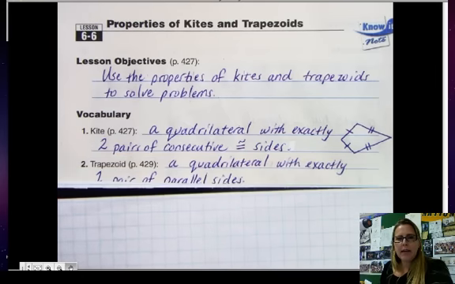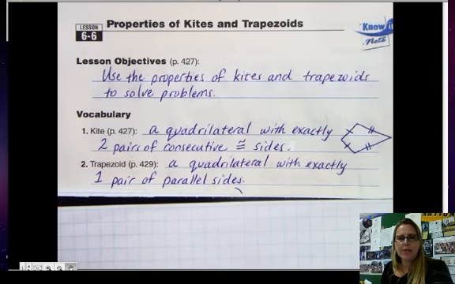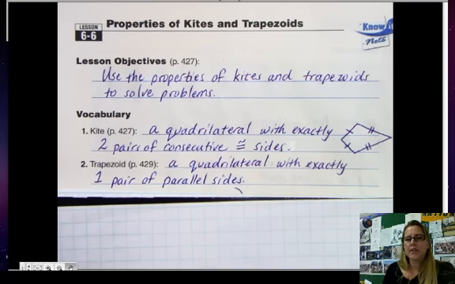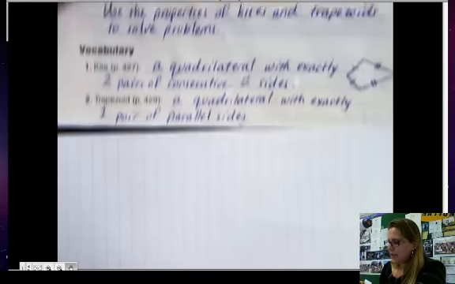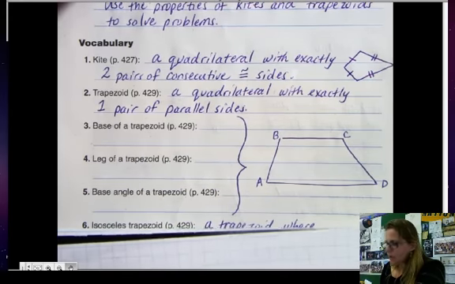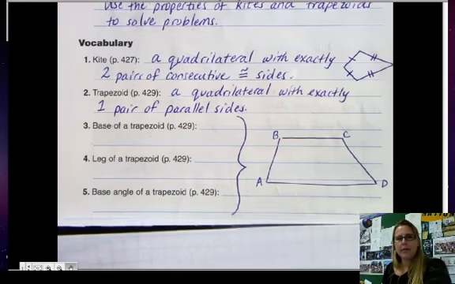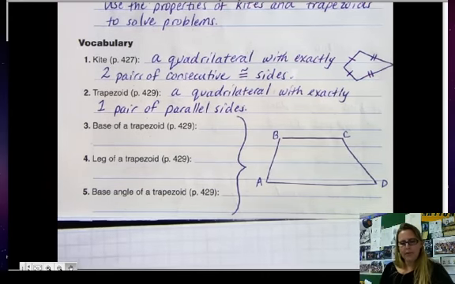Okay, next we have a trapezoid. A trapezoid is a quadrilateral with exactly one pair of parallel sides. And I have an example of a trapezoid here. So we will look at that. This is a trapezoid. And there are a couple of vocab terms you need to know about this trapezoid.